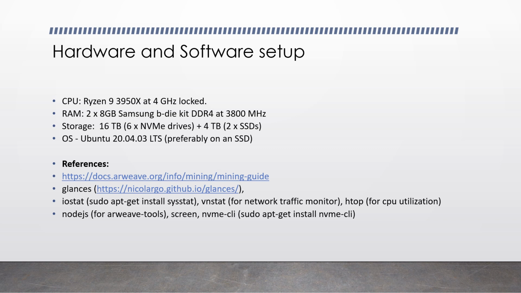I've used the Ryzen 9 3950X, and the CPU clock is locked at 4 GHz. The RAM I used is a Samsung B-Die kit, and I'm running it at 3800 MHz. Note that I'm also running the Infinity Fabric at a 1:1 ratio, so the Infinity Fabric speed is running at 1900 MHz. My storage configuration is as follows. I have 16 terabytes in 6 NVMe drives, and 4 terabytes in 2 SSD drives. The SSD drives are in RAID 0 configuration, while the NVMe drives are just running as a bunch of disks.